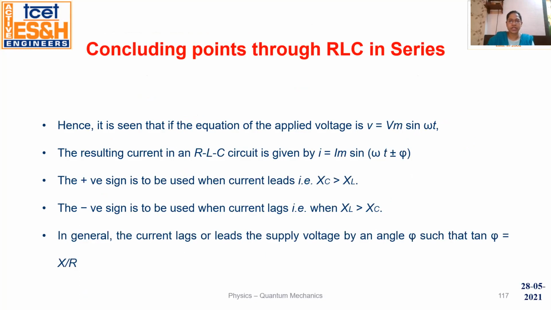So the concluding point is that when V is equal to Vm sin omega t, based on the values of L and C, we have the equation of current like this: Im sin(omega t plus or minus phi). If the circuit is capacitive, we have to take plus. If your circuit is inductive, then we have to take minus here. So it is already defined here.